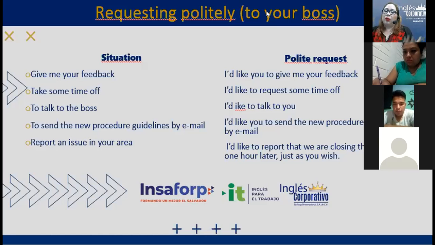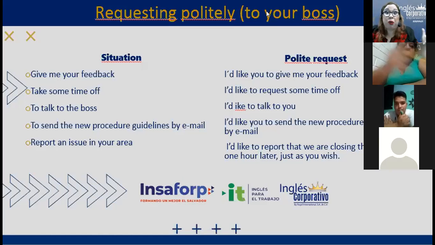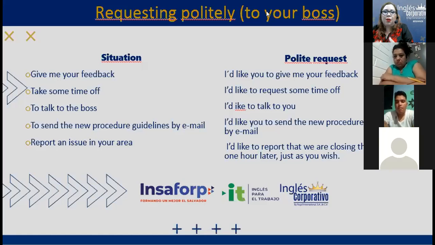Okay, otro ejemplo es lo que estamos viendo, okay? To report an issue in our areas. For example, tech support problems, okay? For example, cleaning situations, okay? Maybe security reasons, okay? Or I don't know what, something that is really important to be reported, okay? ¿Cómo lo diríamos? I'd like to report that, okay? I'd like to report. Ya vimos que para reportar un problema decimos, I'd like to report a problem, okay?